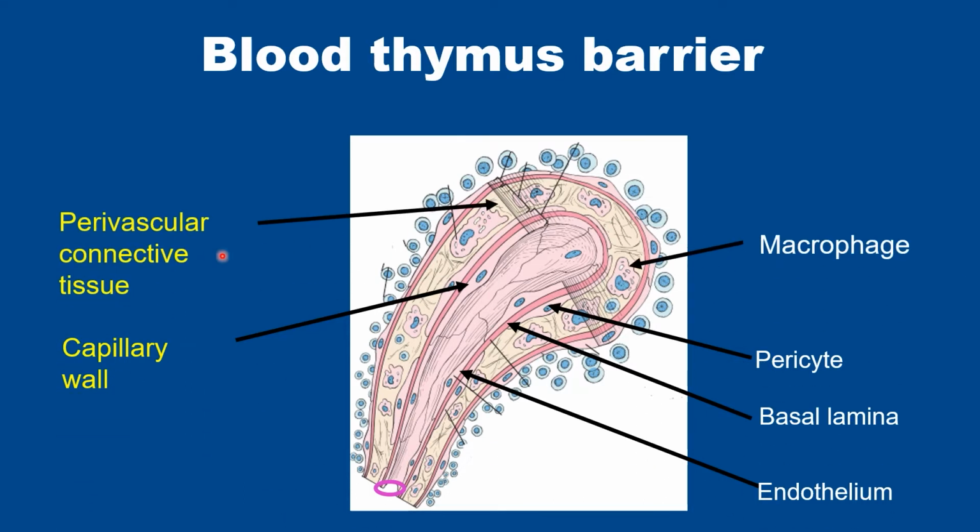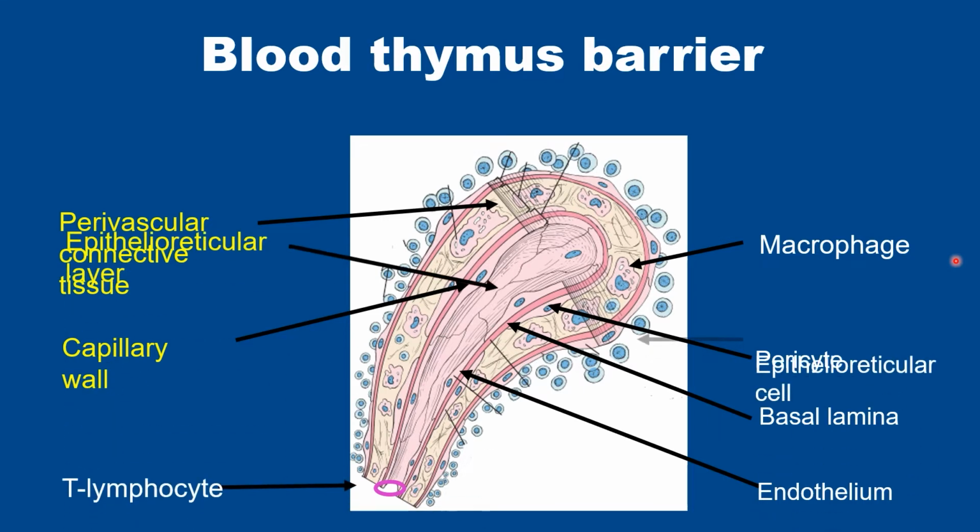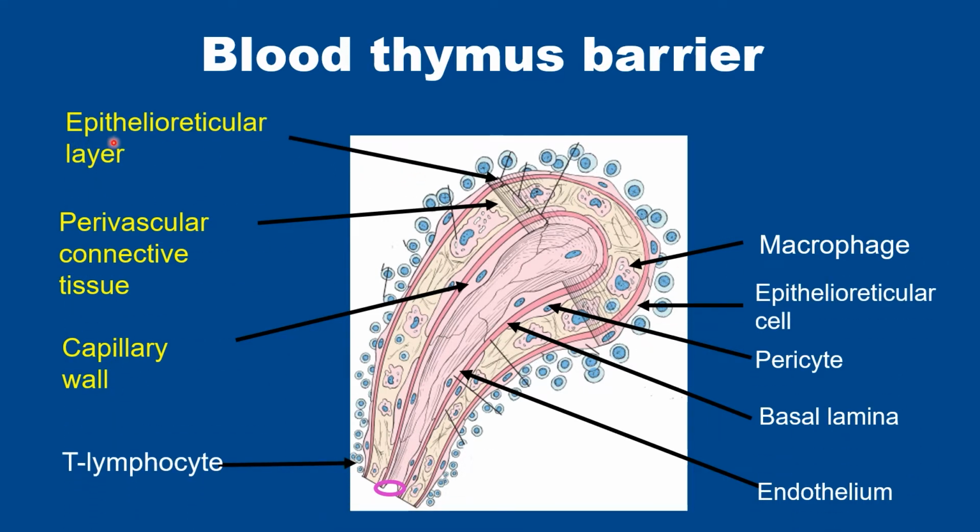Surrounding it is the perivascular connective tissue, which contains the macrophages and few connective tissue fibers. Outside it lies the epithelioreticular layer. The epithelioreticular cells are lying on the basement membrane, and it is surrounded by T lymphocytes. So that forms the blood thymus barrier. It doesn't allow many of the antigens to pass to the thymus. Blood thymus barrier is absent in the medulla of the thymus.